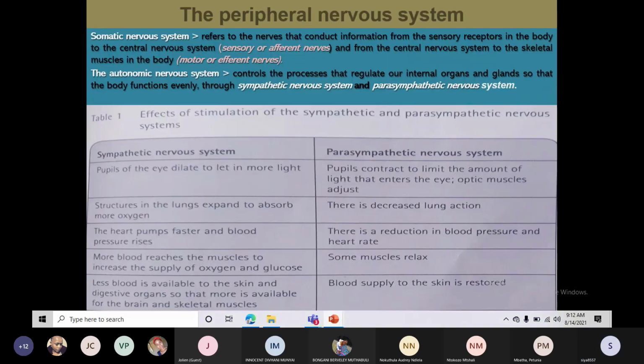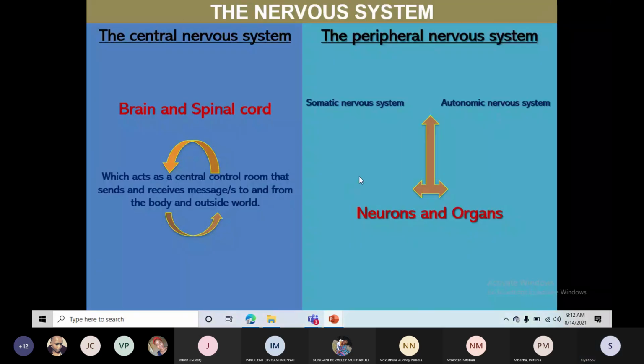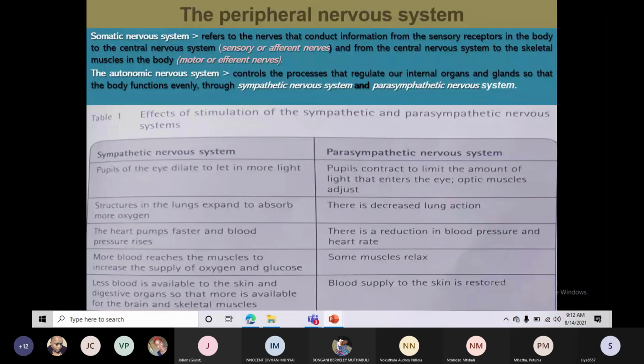Okay, moving on. Peripheral nervous system. So we are done with the central nervous system. We're moving to the peripheral nervous system. As I mentioned in the beginning, for the peripheral nervous system, we said neurons and organs, somatic and autonomic nervous system. So here is the detailed information regarding the peripheral nervous system.